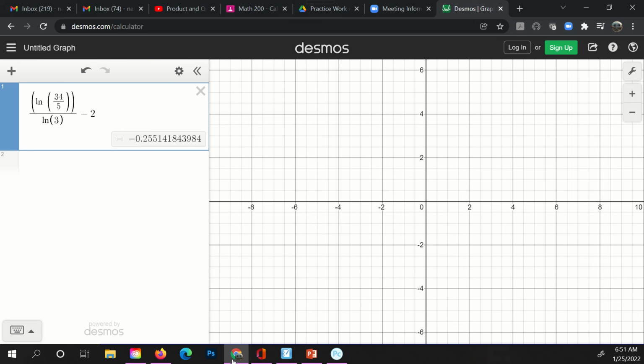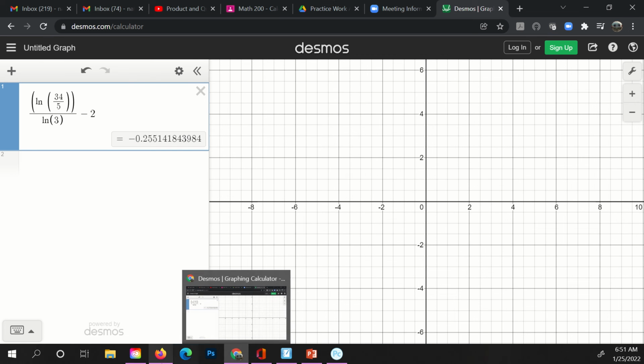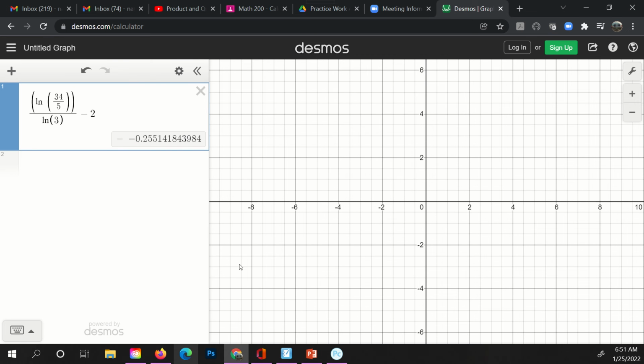Now we can check that if we want. We can plug that back into our original equation, and we can say 5 times 3 raised to, and I'll need parentheses, and then we'll just cut and paste this.